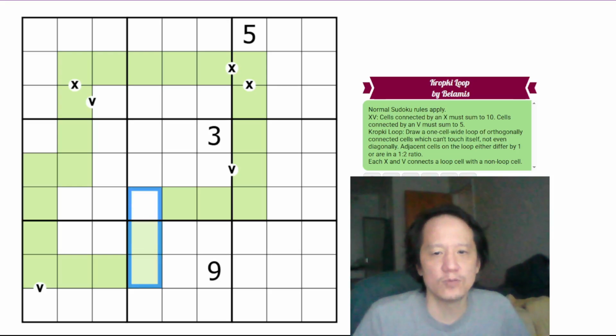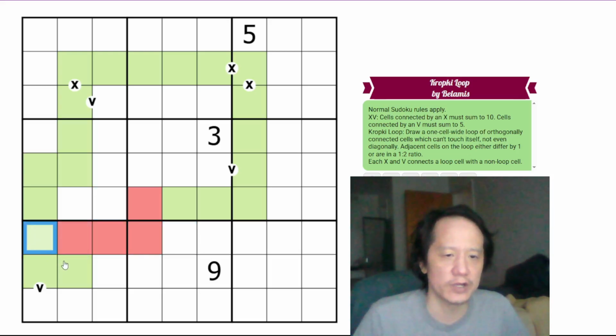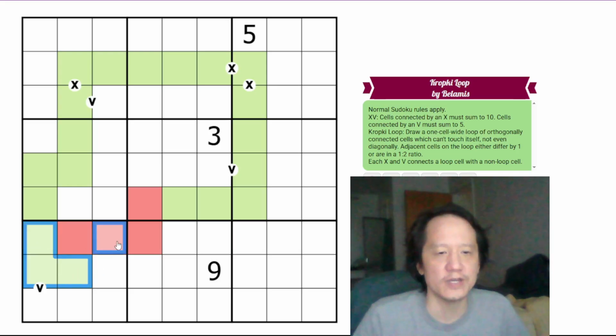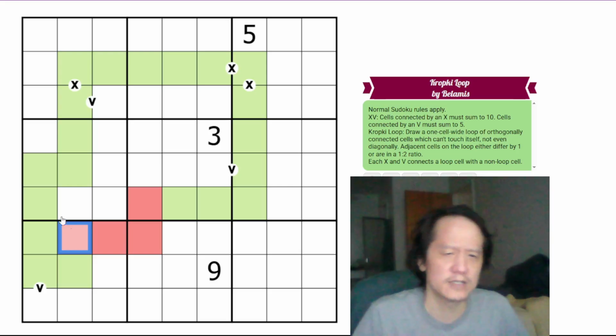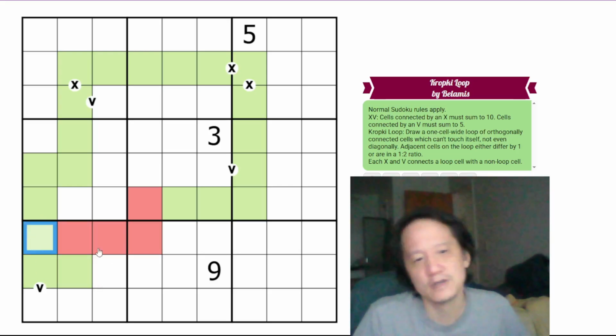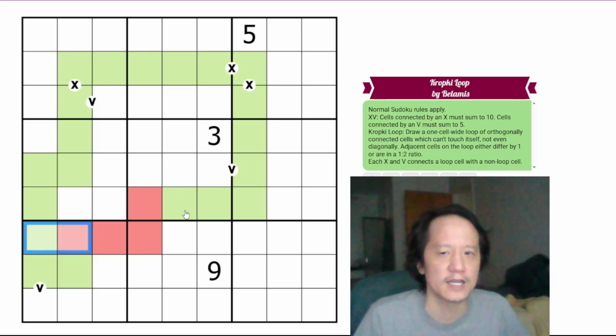So this is a valid one-cell wide orthogonally connected loop. This, however, would not be, because it would be touching itself diagonally. And obviously, this would also not be, even if we moved this here, because it would be sharing an edge with 3 cells on the loop, which is not allowed. This cell would be sharing an edge with 3 cells. Actually, so would this one. So that's one way of figuring out what can and cannot be an orthogonally connected loop which can't touch itself.